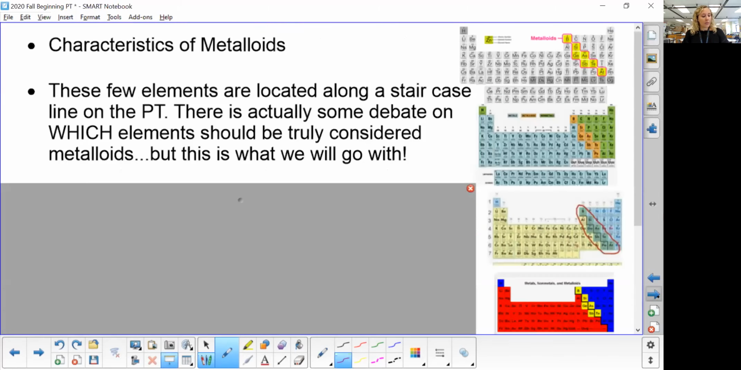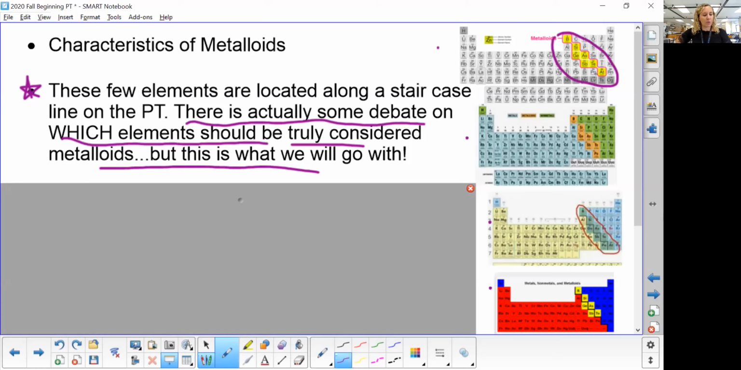For metalloids, and I kind of talked about this a little bit, but some characteristics of metalloids. So these are a few elements that are located along a staircase line on the periodic table. But as I was getting at, there's some debate on which elements should be considered. I'm going to give you the list of what we'll go with, but I just pulled these four images off Google to show you that every single image on Google gives you a different list of elements. So you can see in this one, it includes most of the stair step, but it ignores polonium, tennessine, and oganesson. And then this one doesn't include astatine, but it does include polonium.